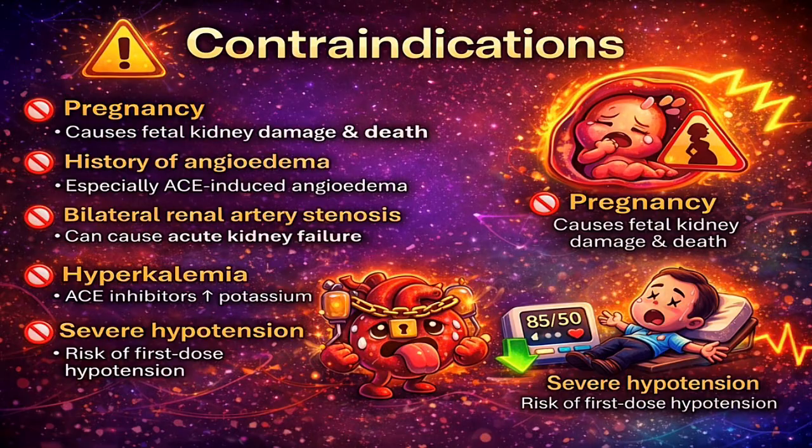Some contraindications we want to watch out for as nurses is making sure your patient is not pregnant because it could cause fetal death, history of angioedema, especially if it was ACE-induced, bilateral renal artery stenosis, it could cause acute kidney failure, hyperkalemia, because ACE inhibitors increase potassium, and severe hypotension, especially risk for first dose hypotension.